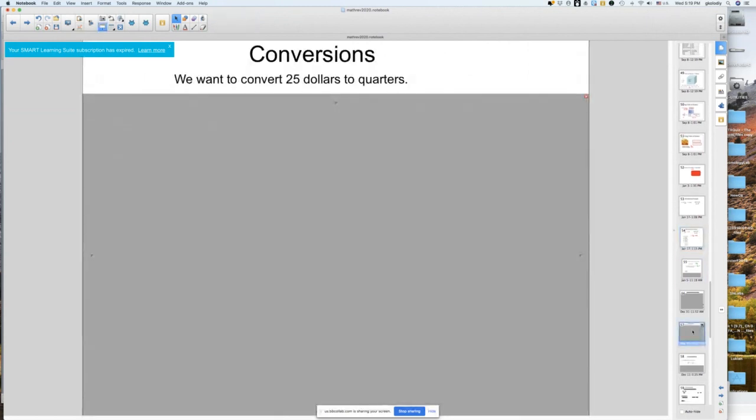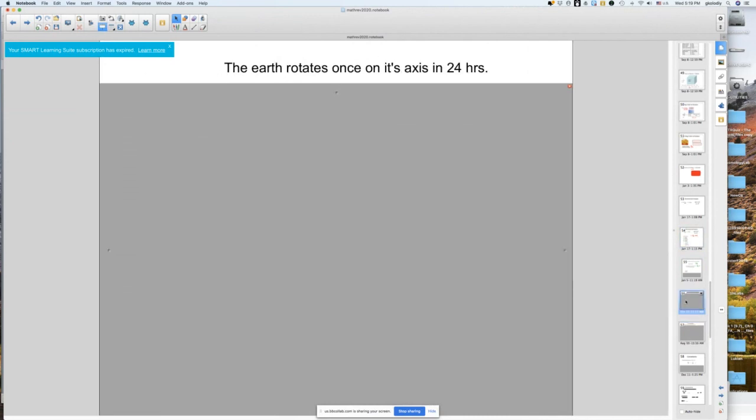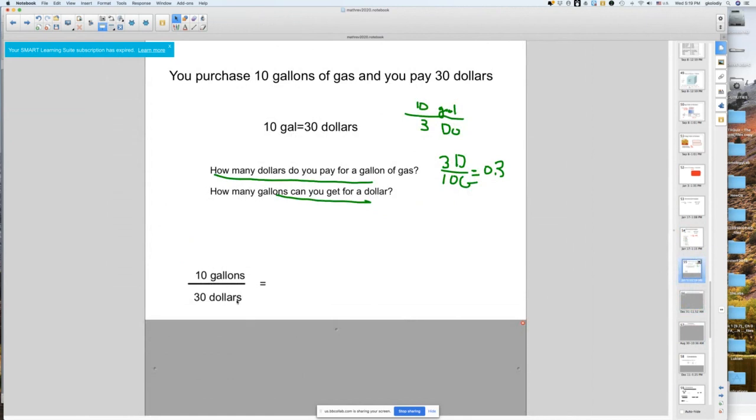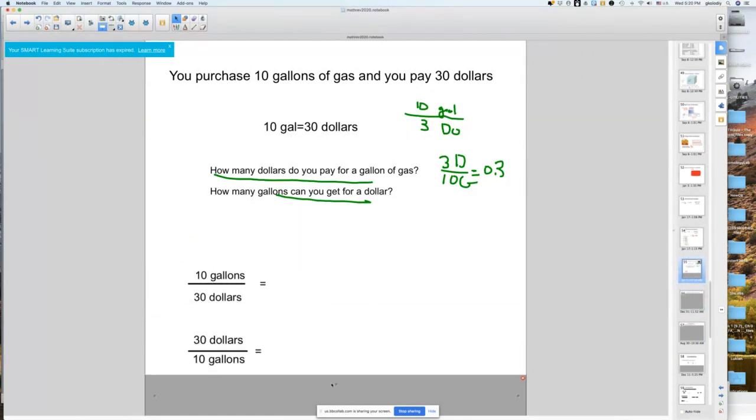Okay, let's see, what am I up to? Okay, so we just did this. So we did 10 gallons per dollar. So this would be 0.33 gallons per dollar. If you do it this way, $30 per gallon, there would be dollars per gallon.